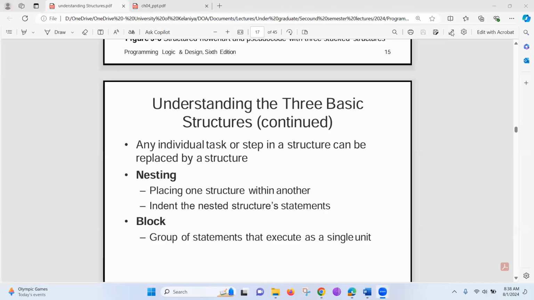Okay. Then nesting is what? Very basically, according to our previous understanding, what we did, we need to take one structure at a time. After completing one, then you can go for another, right? So here, what we are going to discuss is, can you see my drawing?